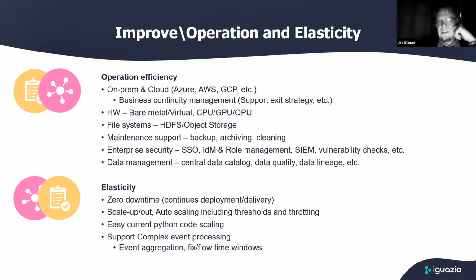Also, elasticity is an important point in this way, and you can see here zero downtime, scale up, scale out, auto scaling, including threshold, throttling, and Python code scaling, a very important point for many companies, and functionalities supporting complex unit processing such as event aggregation, fixed and flow time windows. Next slide, please.